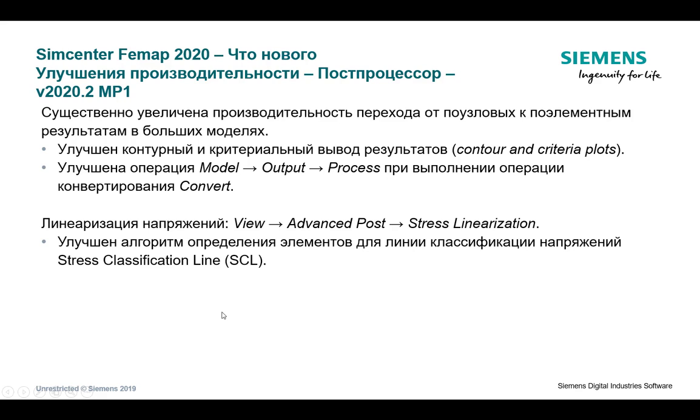And the last thing that we did was in the view advanced post stress linearization command, we now use a better algorithm to determine which elements are along the stress classification line. So again, this was brand new functionality we added to 2020.2, and then we were already able to update it and improve the performance in the first maintenance pack.